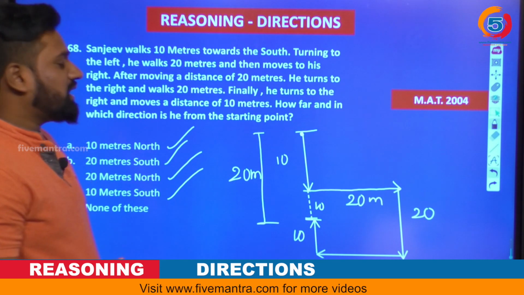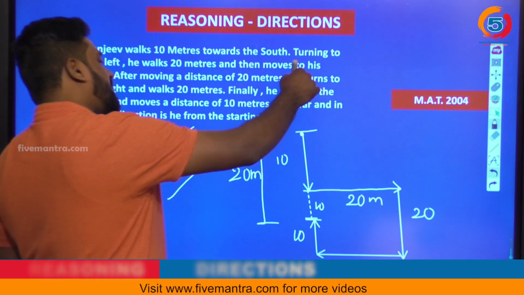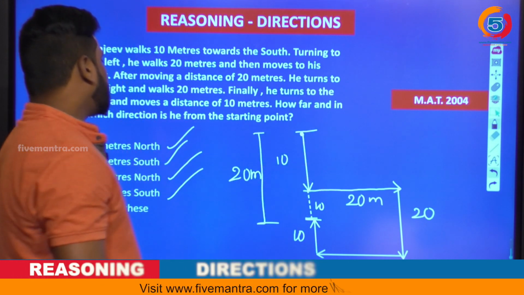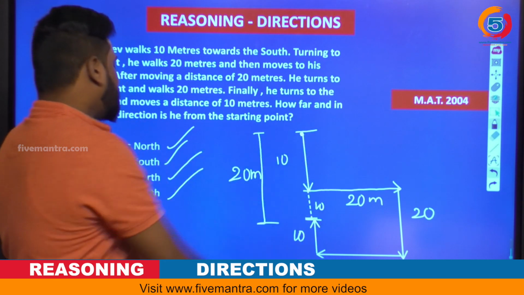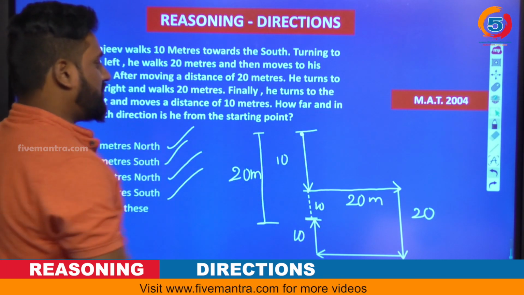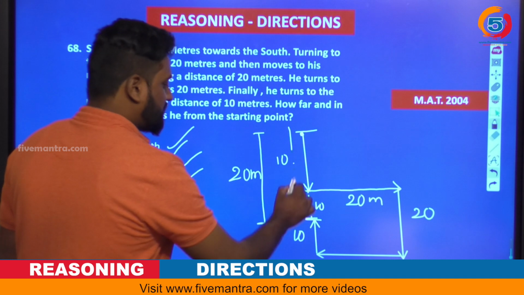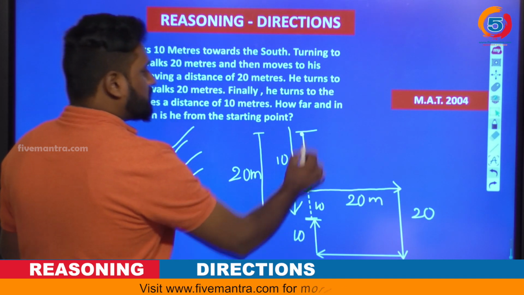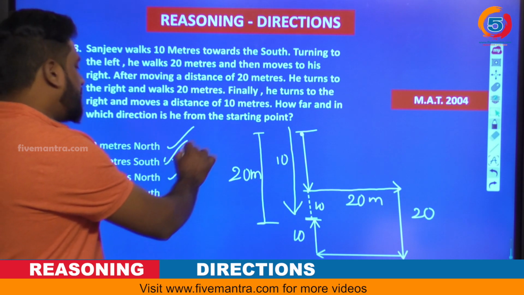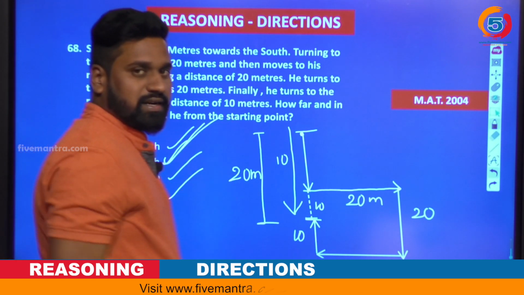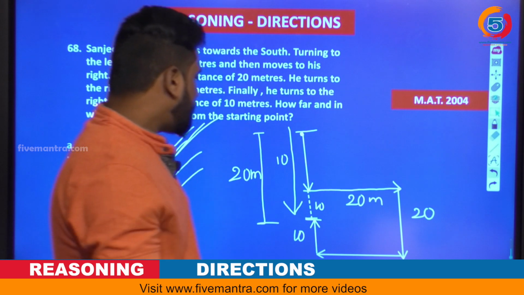And one more, it is asking direction. From the starting point, in which direction? Because it is asking from the starting point. So from the starting point it is in south direction because this is the direction you have to consider. So this is north and direction is south. So 20 meters south becomes the correct answer. Is it clear? So nothing is there.